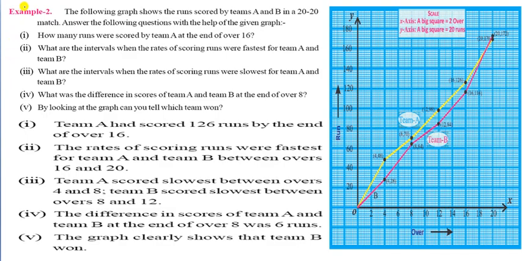Let us see example 2. It's a very teeny font, so you have to see in your book. The following graph shows the runs scored by team A and B in a 20-over match. Answer the following questions with the help of the given graph. First, how many runs were scored by team A at the end of the 16th over? You have to see where is the 16th over.